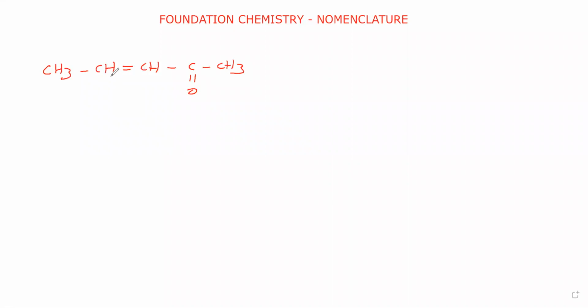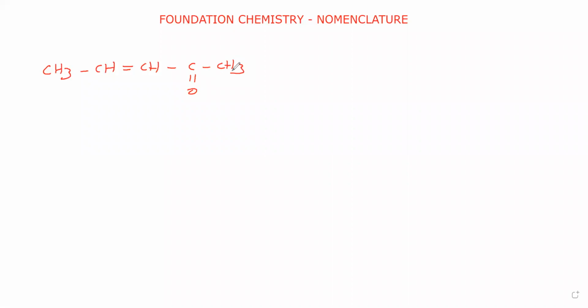So in the organic compound, first you see whether a functional group is there or not. Yes, one is a double bond, another one is ketone. This CO is called ketone. This C=C double bond is there. If functional groups, how many are there? Two functional groups are there.